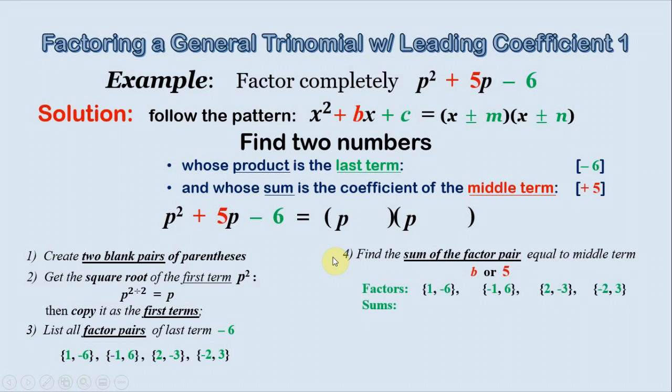The fourth step is to find which factor pair which when added gives a sum equivalent to the middle term b or +5. Proceed by adding the factors.